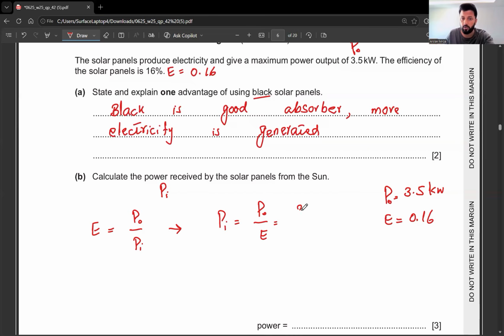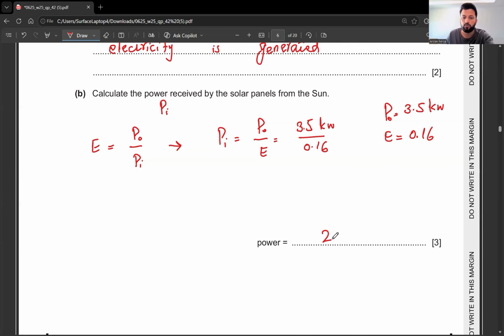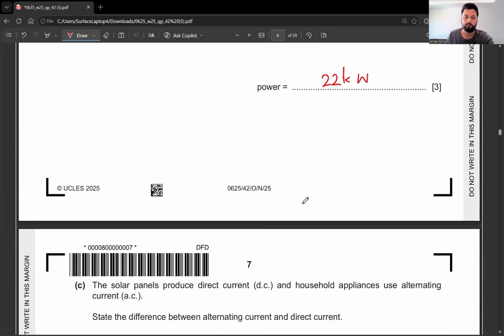So what is input power? Output power, sorry, 3.5 kilo. I will not change kilo because the output power is in kilo, so the answer will be in kilo as well. Divided by 0.16. After using the calculator, you will get 22. So the answer will be 22 because I did not change kilo. I will write the unit with the answer. The answer is in kilowatt, because there is no unit of efficiency.